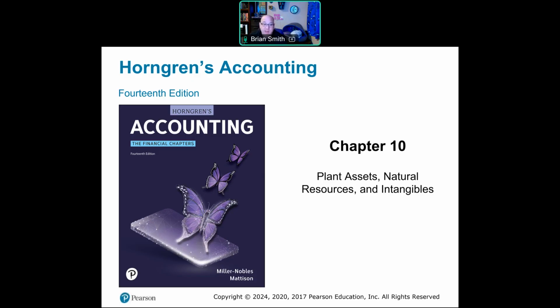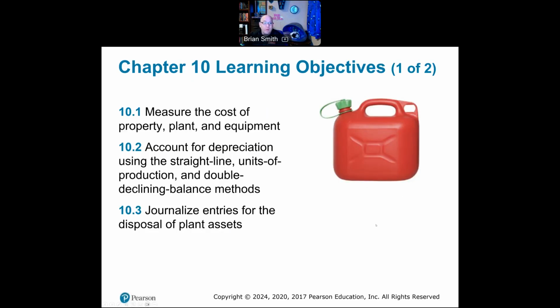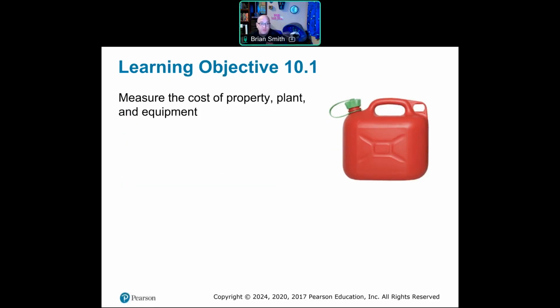But this one, we'll talk about plant assets, natural resources, and intangibles. Our focus is plant assets. All right. And then this is the learning objectives. You can look at those and pause them if you want.